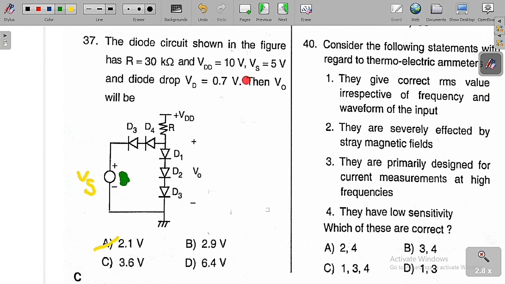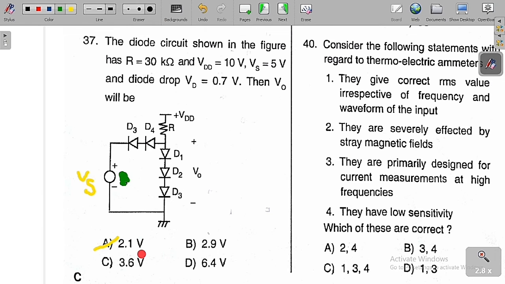The diode circuit shown in the figure has R is equal to 30 kilo ohm and VDD is equal to 10 volt and Vs is equal to 5 volt and diode drop Vd is equal to 0.7 volt, because now we are going to consider the practical diodes during the on state. Then what will V naught be? During the on condition the voltage drop across the diode is 0.7 volt. Then we need to figure out the output voltage V naught. So of the four options, option A, 2.1 volt, is the correct solution of this question.